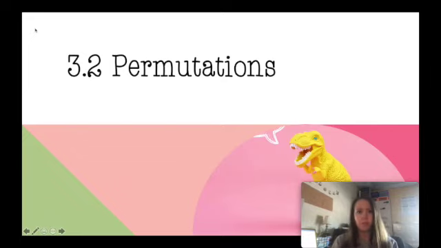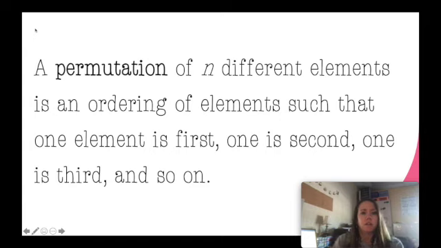We are talking about 3.2 permutations today. So what is a permutation? A permutation of n different elements is an ordering of elements such that one element is first, another is second, and third, and so on.